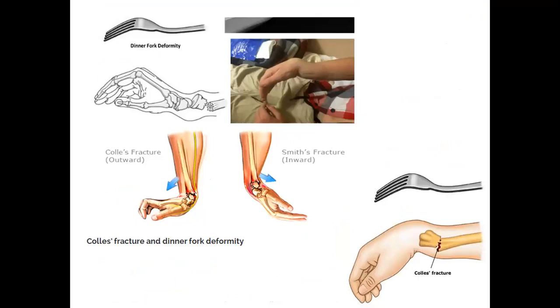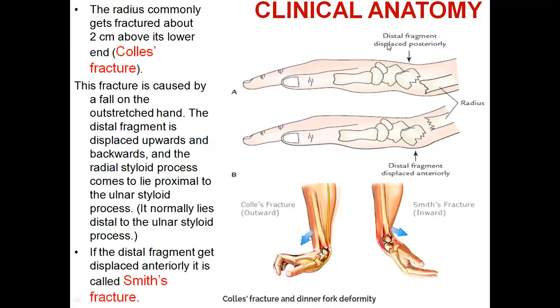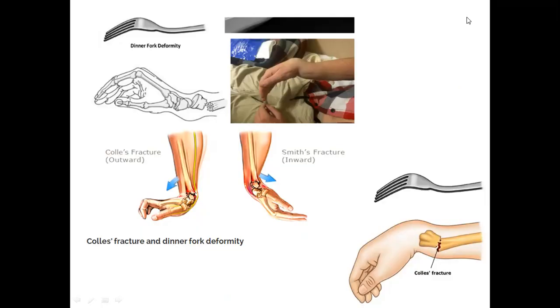So this posterior type of displacement looks as though it is our fork what we use for noodles and all. That's why this Colles fracture is also called as dinner fork deformity, where you are finding the distal fragment is displaced posteriorly. This is the bone, suppose it is radius and this is fractured and it has moved behind, posteriorly. You call this deformity as dinner fork deformity.